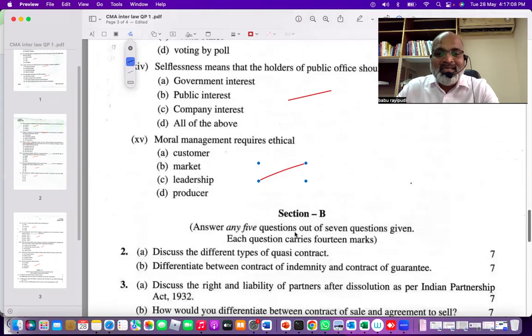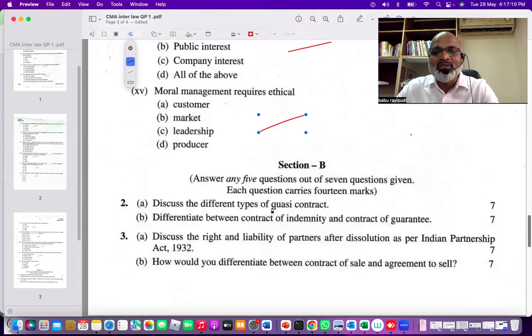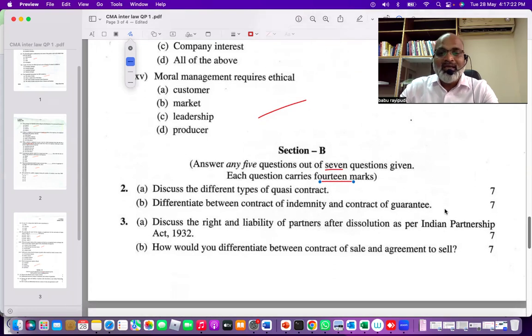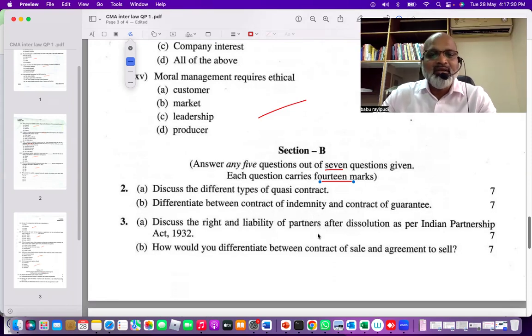Understood? Next, Section B says answer any 5 questions out of 7. So a choice of 2 questions is given. Each question carries 14 marks. That means in every question there are 2 sub-questions, like 7 marks each. All right. Again, you see the Contract Act, we have already seen 3-4 questions in MCQs, right? And again, you see here, this quasi contract is Contract Act, immunity is Contract Act.